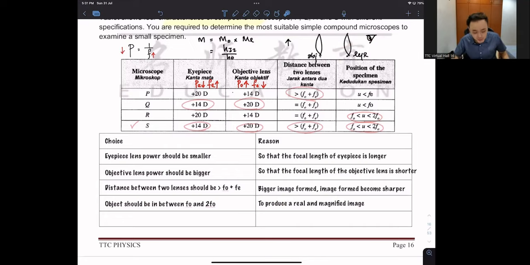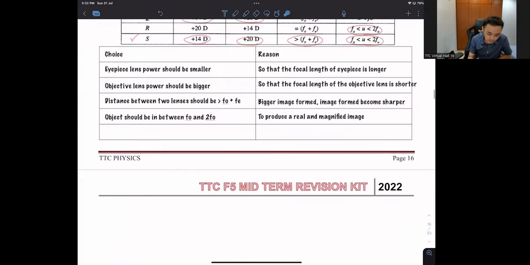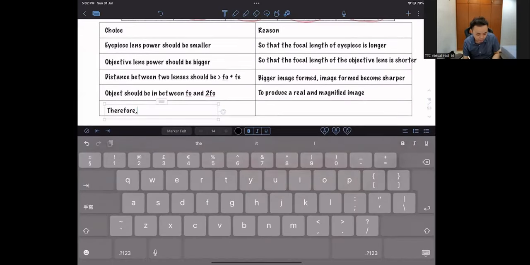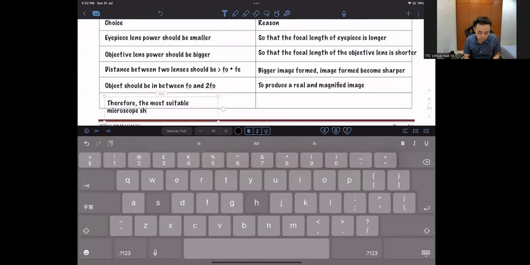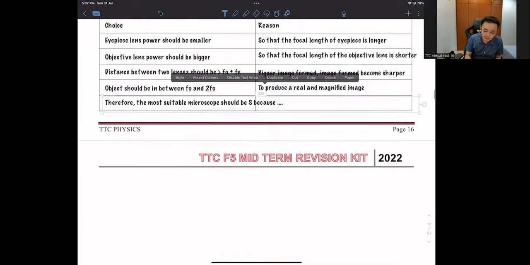Exactly. So as much as no drawing is required here, when you learn the drawing, all these things become much simpler. The drawing itself, you can refer to my YouTube. I purposely put a video there to make sure you know how to draw. And finally, you can say, therefore, the most suitable microscope should be S. Just recopy whatever you said there. Literally just copy everything and there you go.